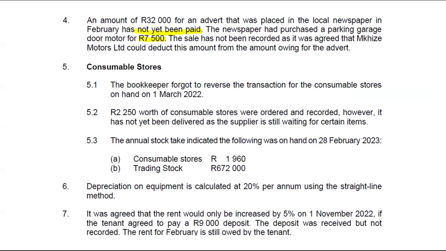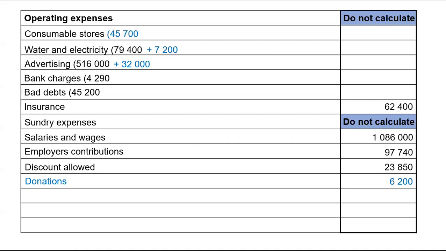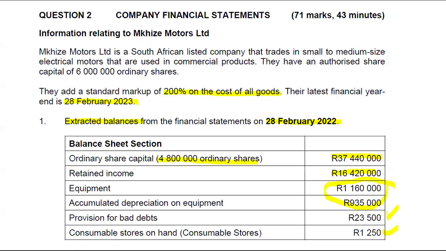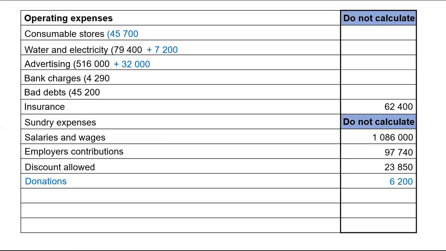Let's go to number 5, consumable stores. The first one says the bookkeeper forgot to reverse the transaction for consumable stores on hand on the 1st of March 2022. So what do we do then? I'm going to go to consumable stores expense we have here, which is that 45,700. And I'm going to add that consumable stores that was given to us from the beginning of the financial year, which is that 1,250. So I'll just edit here, and I will add it to that 45,700. Okay, we good?